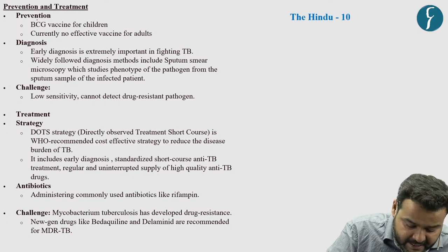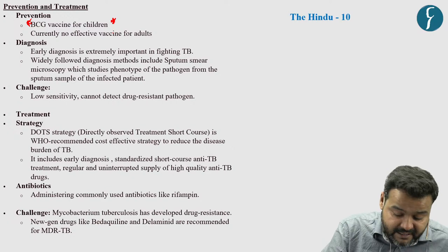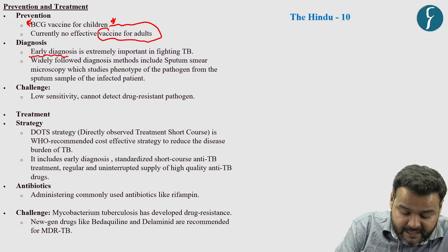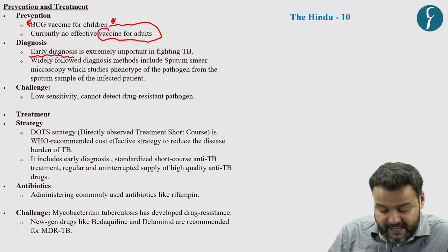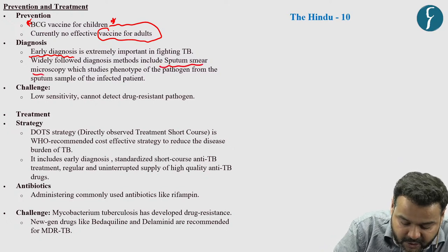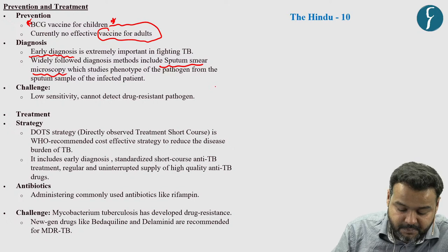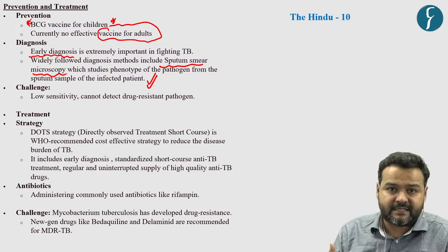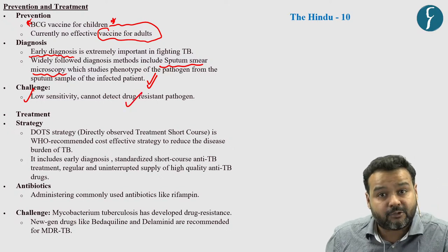Now, what are the prevention and treatment? There is the Bacillus Calmette-Guerin, BCG, vaccine for children, but there is no effective vaccine for adults. So what is important? First thing is early diagnosis, and the most common method is sputum smear microscopy, which studies the phenotype of the pathogen from the sputum sample of the infected patient. However, this test has its own limitations. What are they? They are low on sensitivity and cannot detect drug resistant pathogens.